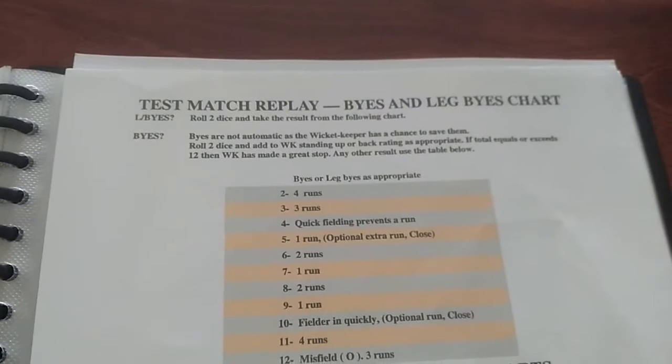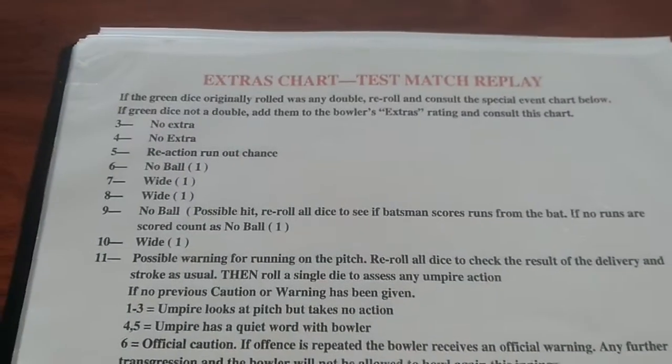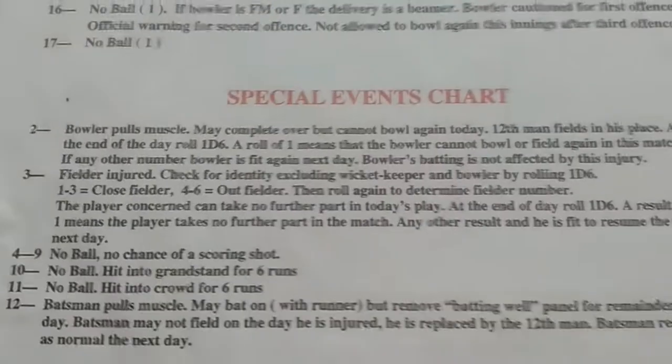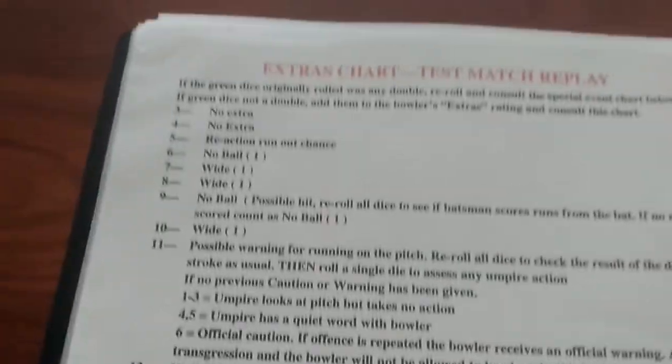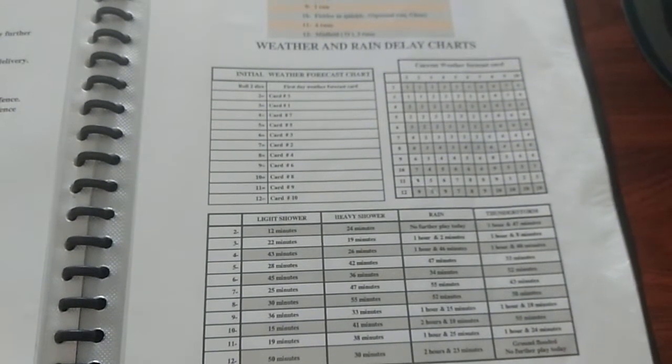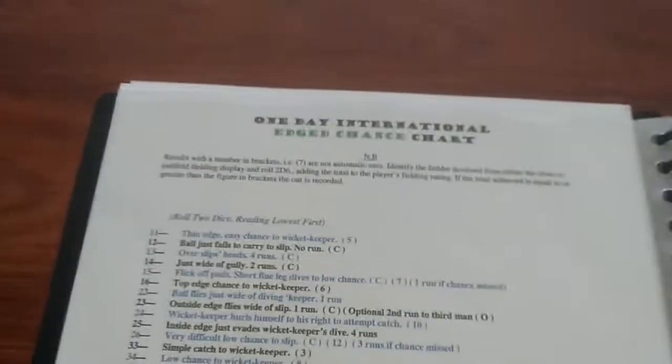Then we have a bye and leg bye chart. We'll go into that a little bit later. We have extras. Again, we'll go into that later. And then a special events chart that can be accessed via the extras chart. Then we have some weather charts here, weather and rain delays, how long the rain delays are for. So that's pretty much that. They're exactly the same things, but for one-day cricket, they have their own charts. Obviously, people get out a little bit more in one-day cricket.